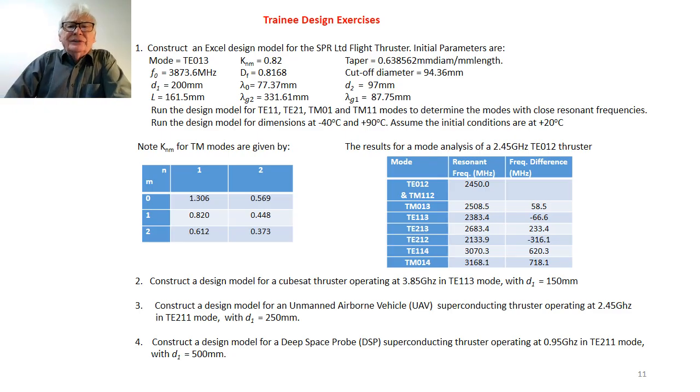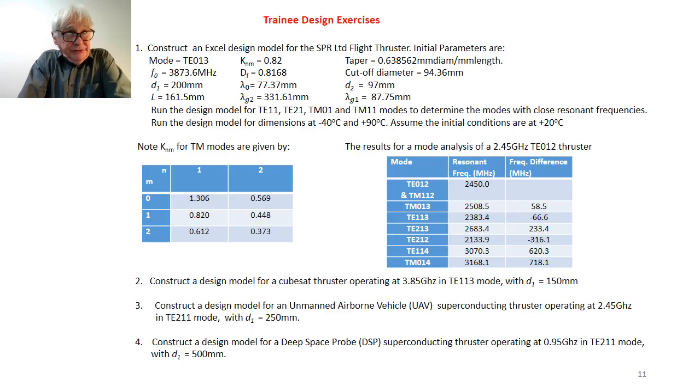Now, these are the results for a 2.45 gigahertz thruster operating in TE012 mode. And you can see for the various modes, the frequency differences are quite acceptable to the nominal design frequency. So there's no real chance of any overlapping spurious modes for this particular design, and that's what you must aim for in all your designs.